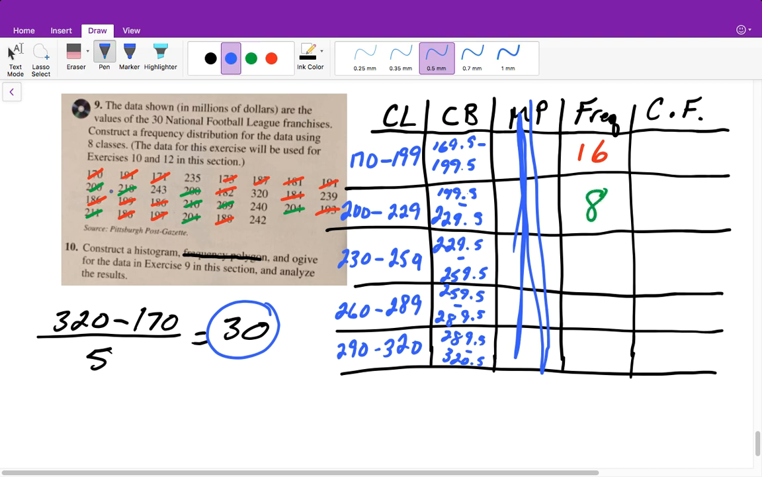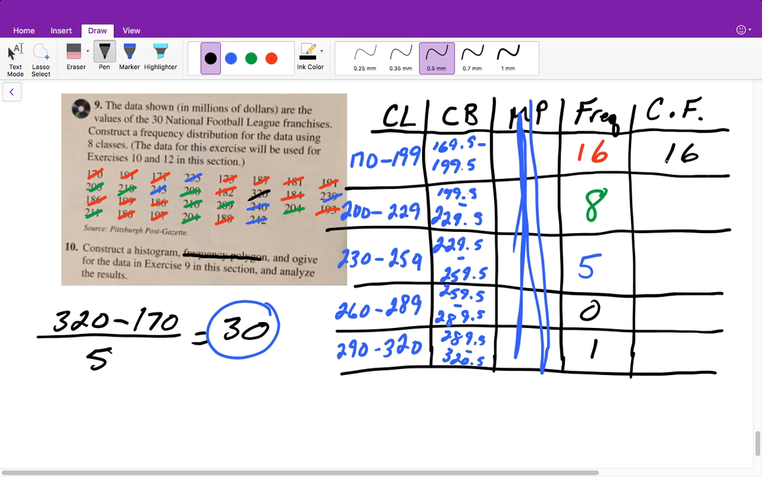Between 230 and 259, so 1, 2, 3, 4, 5. So I have 5 that fell in between there. Between 260 and 289, none. And between 290 and 320, I only have 1 at 320.